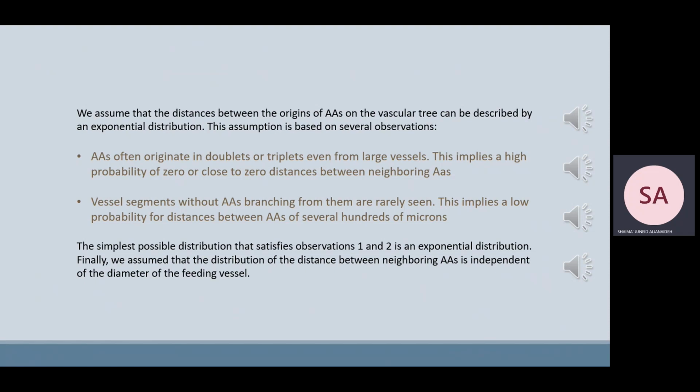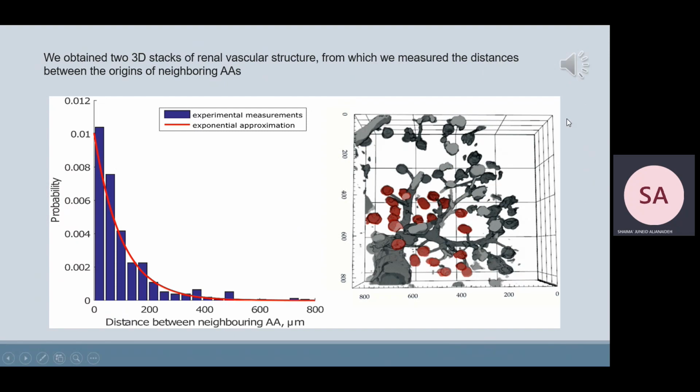Finally, we assume that the distribution of the distance between neighboring AAs is independent of the diameter of the feeding vessel. And here we obtained two 3D stacks of renal vascular structure from which we measured the distances between the origins of neighboring AAs.